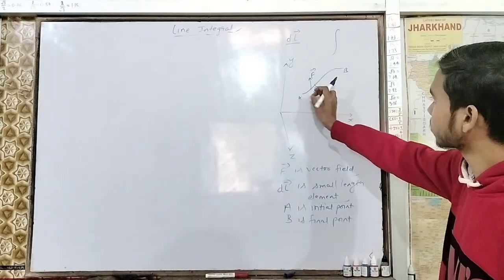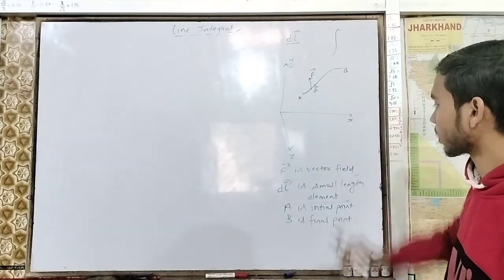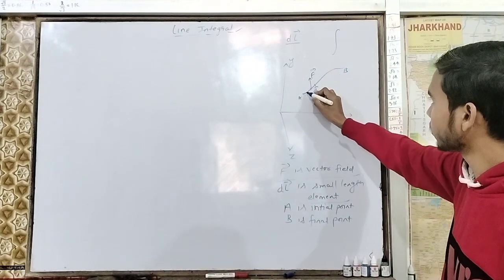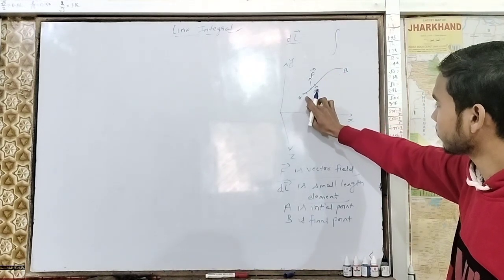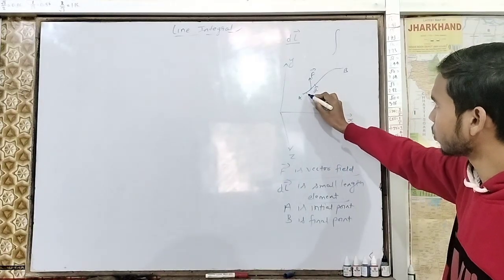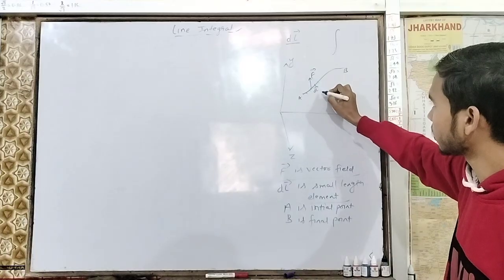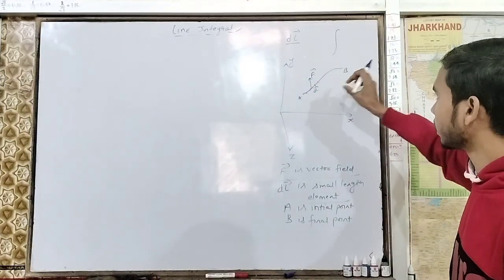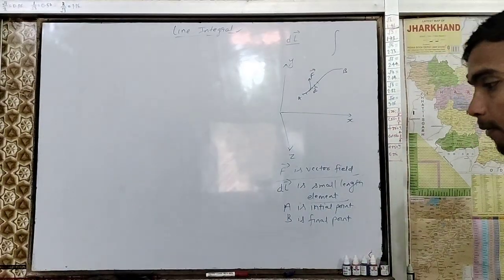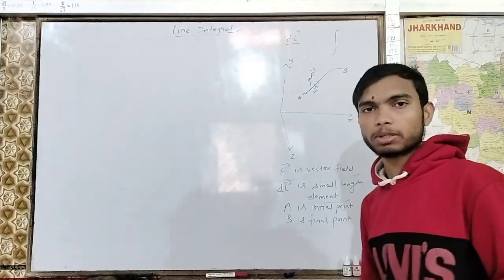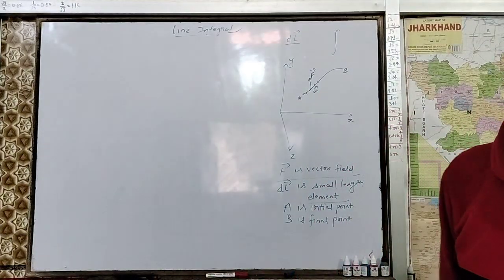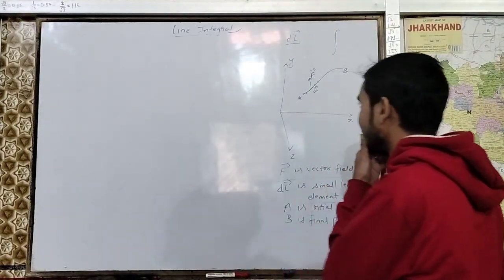Continuous means the distance between them is equal. For example, if the distance between them is 2, then over here it should also be 2, over here also 2, and over here also 2. The length should be 2. This is the meaning of continuous. When we say a body is continuous, we mean the distance between two points should be the same. That is what we mean by continuous.